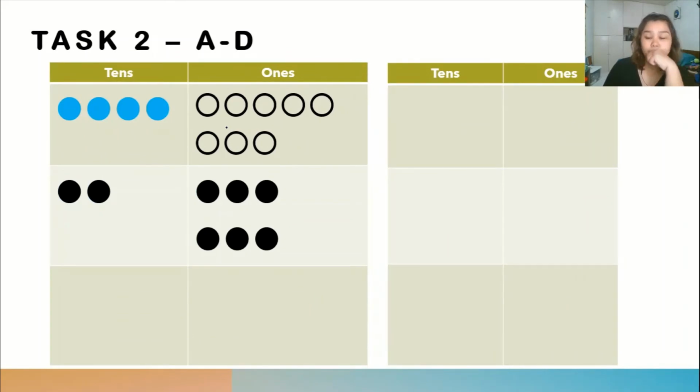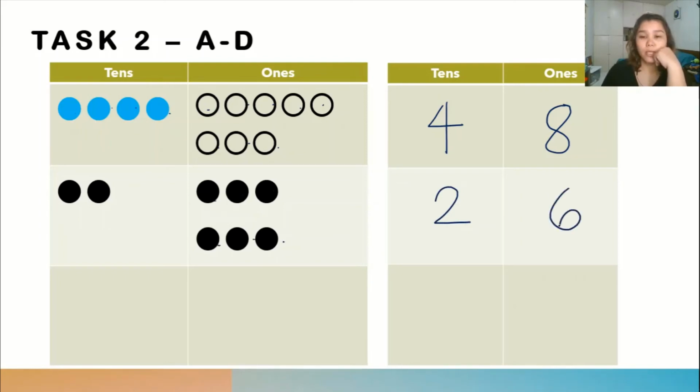Okay, another. Let's count them para dito sa right column to be written as numeral. So we have 1, 2, 3, 4. We have 4 tens. For ones, we have 1, 2, 3, 4, 5, 6, 7, 8. 8 ones. So we now have 48. 48 as our minuend. And then subtrahend, 2 tens, 1, 2, 3, 4, 5, 6, 6 ones.